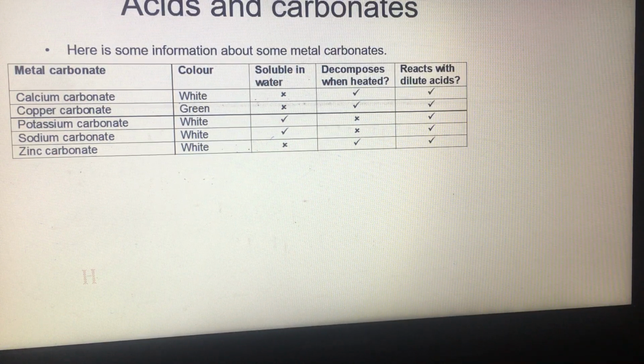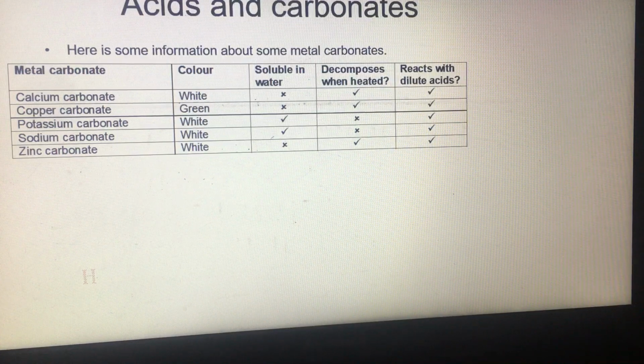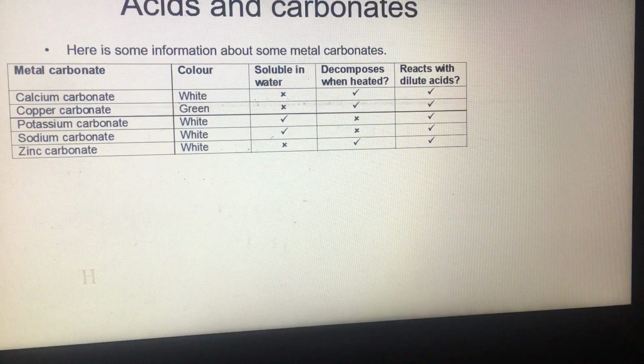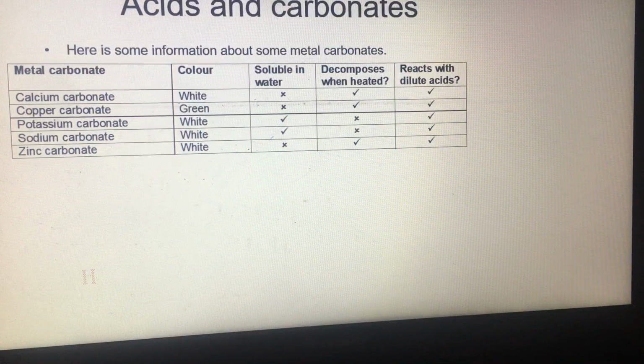If you look at the first property, which is color, you will notice that most of them are white, and only copper carbonate is green. What about solubility in water? Calcium carbonate, copper carbonate, and zinc carbonate are insoluble in water, but we have two carbonates that are soluble in water, which are potassium carbonate and sodium carbonate.